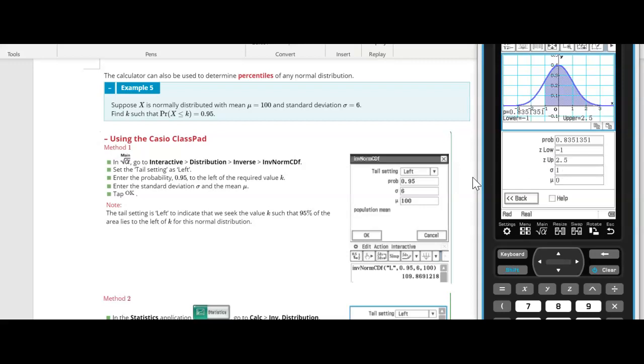But what about this time if we were given the probability and we had to find what the standard deviation was? Okay, so suppose X is normally distributed with a mean of 100 and a standard deviation of 6. Find K such that the probability of X is less than or equal to K is 0.95.